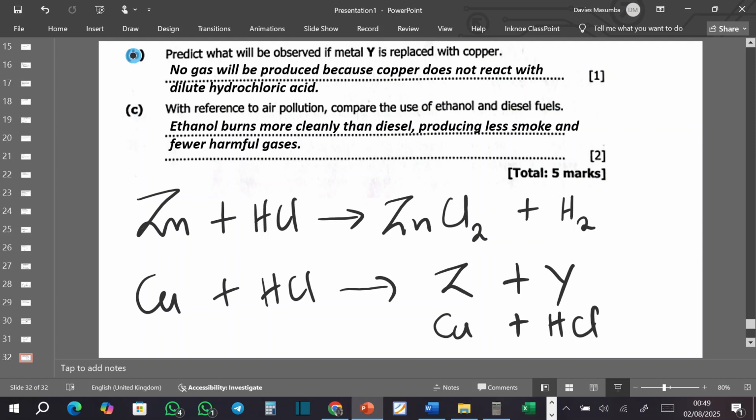Then C says with reference to air pollution, compare the use of ethanol and diesel fuel. So we are going to say ethanol burns more cleanly than diesel, producing less smoke and fewer harmful gases.